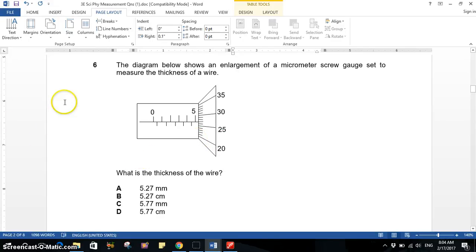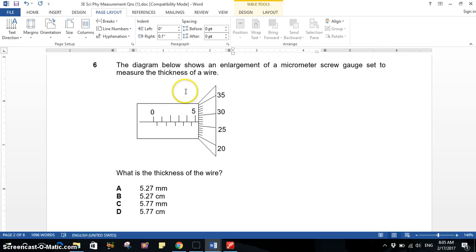Next up, we have a micrometer screw gauge here. That is your zero error. Can you see that this is in the positive zone? 0 is here, this is 5. So the marking in line with the main scale is 6. So your zero error is positive 0.06 mm.